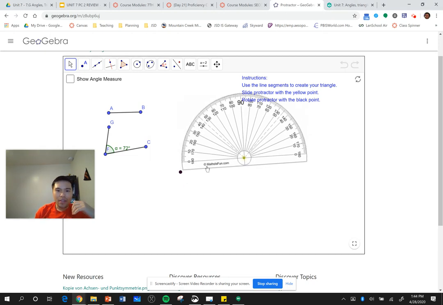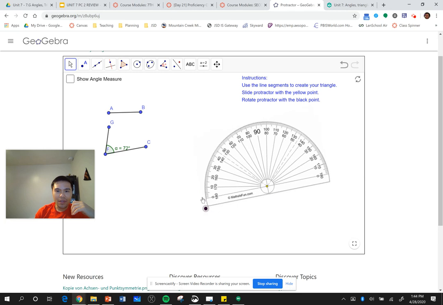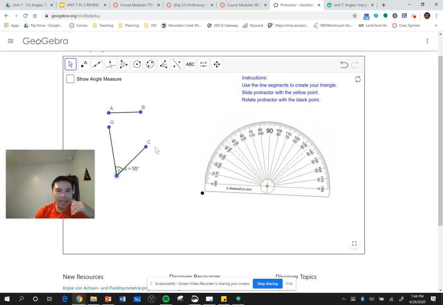Using my tool, I could use this protractor and move it around, right? You can turn it around and then use this to measure the angles. Well, let's look at A. The first angle is 20 degrees. So I'm going to take this and make this into 20 degrees. You see that 20 right there?